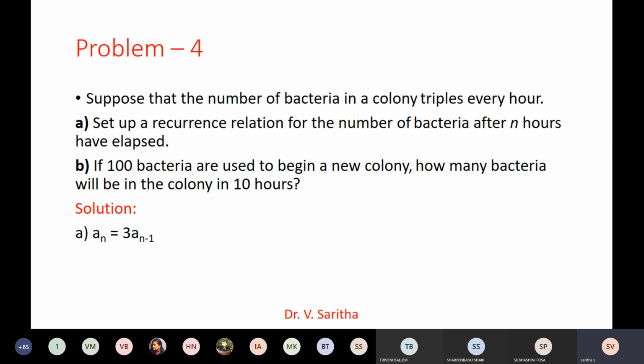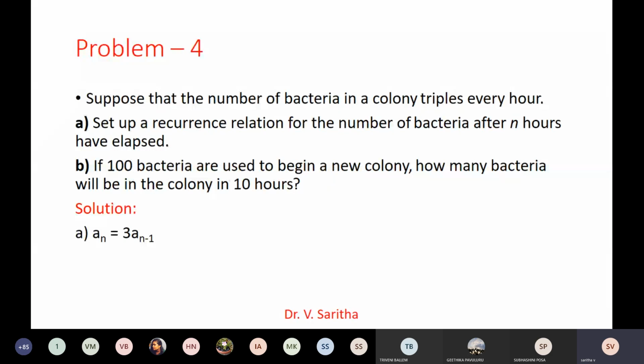Replace an minus 1 with 3 an minus 2, right? So what will happen? 3 square. So an equals 3 power n into a naught. Yes, an equals 3 power n into a naught. So now you have the formula an in terms of a naught, and a naught is given as 100 and n is 10. That is a10 you are supposed to find.